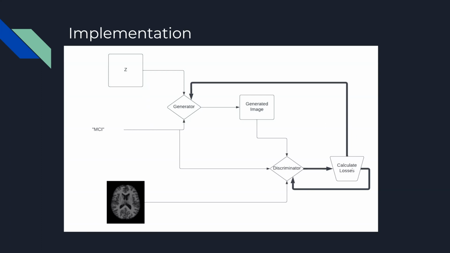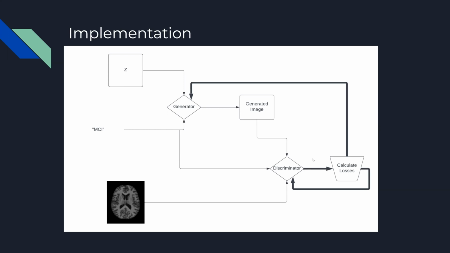So here's a really primitive diagram of my architecture. There's this noise space or the latent space, and I feed in the label. I pass that to the generator. I get a generated image. That generated image is passed to the discriminator along with the label. In the same way, the real image is passed to the discriminator along with the label. And I then calculate losses on the discriminator for the real images and the fake images. And I use the gradients from that and backpropagate to the generator and discriminator.